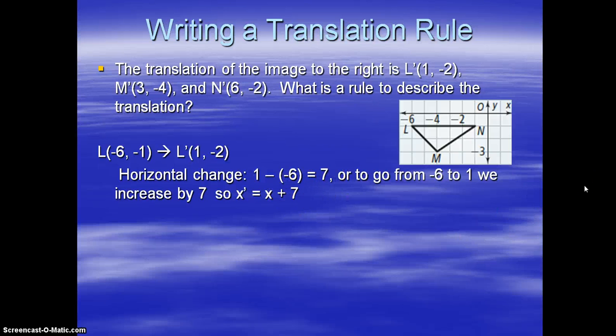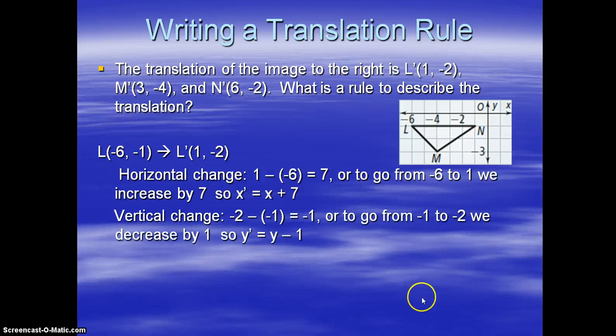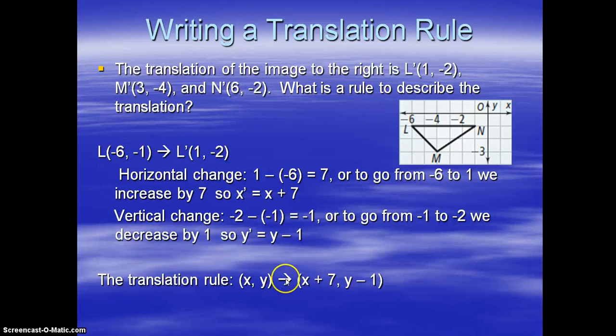So let's take a look at our vertical change, or the change in our y's. Same deal, if I were to do the image minus the preimage, I would get -1. Or, looking on a number line, to go from -1 to -2, we're decreasing by 1. So our rule for our y coordinates is y minus 1. Putting those together as a rule in arrow notation, we will have (x, y) followed by our arrow, and then (x plus 7, y minus 1). And this would be our translation rule.